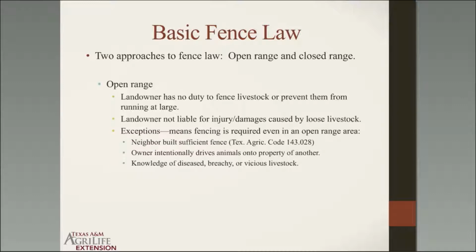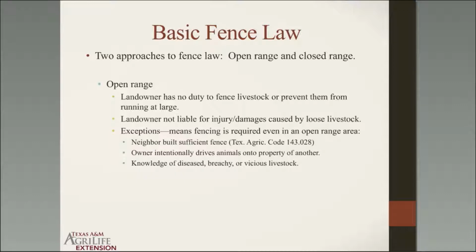One of those is if your neighbor has built a sufficient fence, and there's a definition of what that means in the Texas Agriculture Code. It's a pretty low bar. I think for a barbed wire fence, it only has to be a 3-strand fence. But essentially, if your neighbor builds a sufficient fence to try to fence your animals out, but they keep getting in, you can be liable for that. And so the way I think about that is the law requires the neighbor to build a fence, not Fort Knox, right? And so do keep in mind if your neighbor builds a fence, but your animals keep getting in, even in an open range area, you may be liable there.